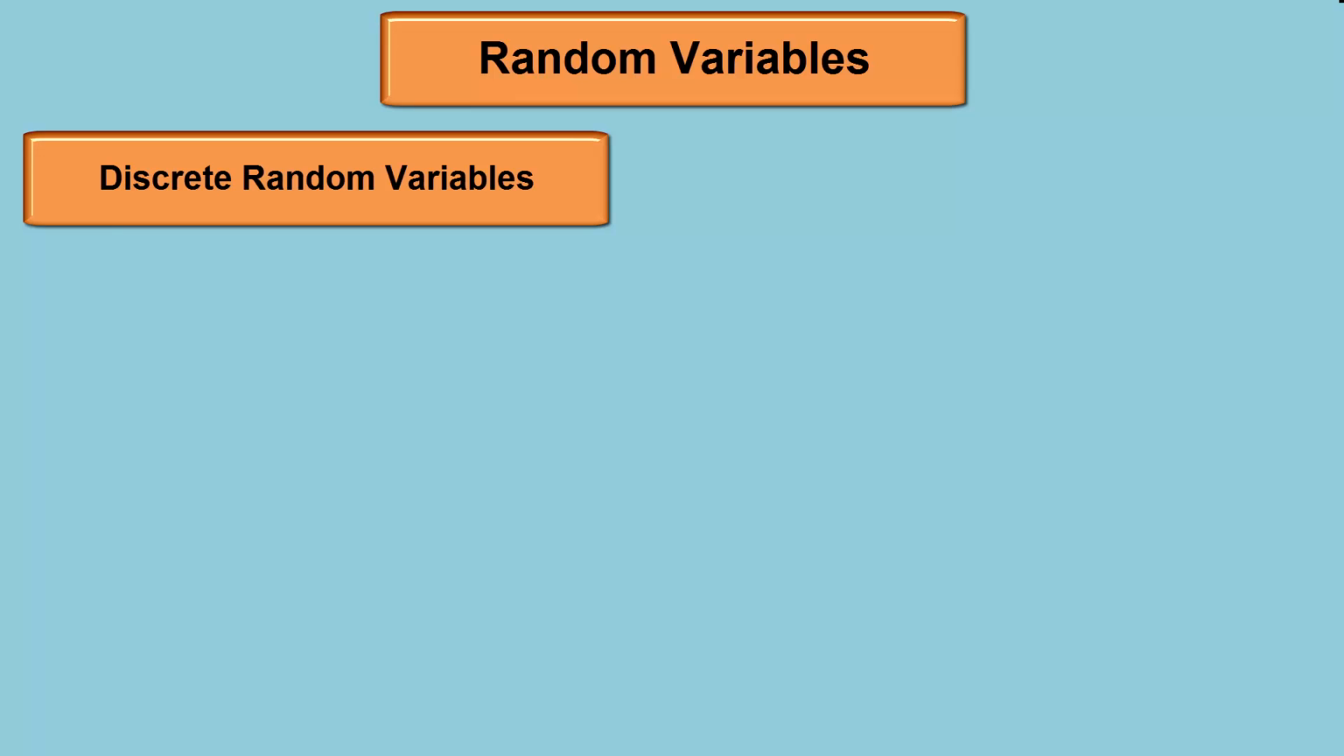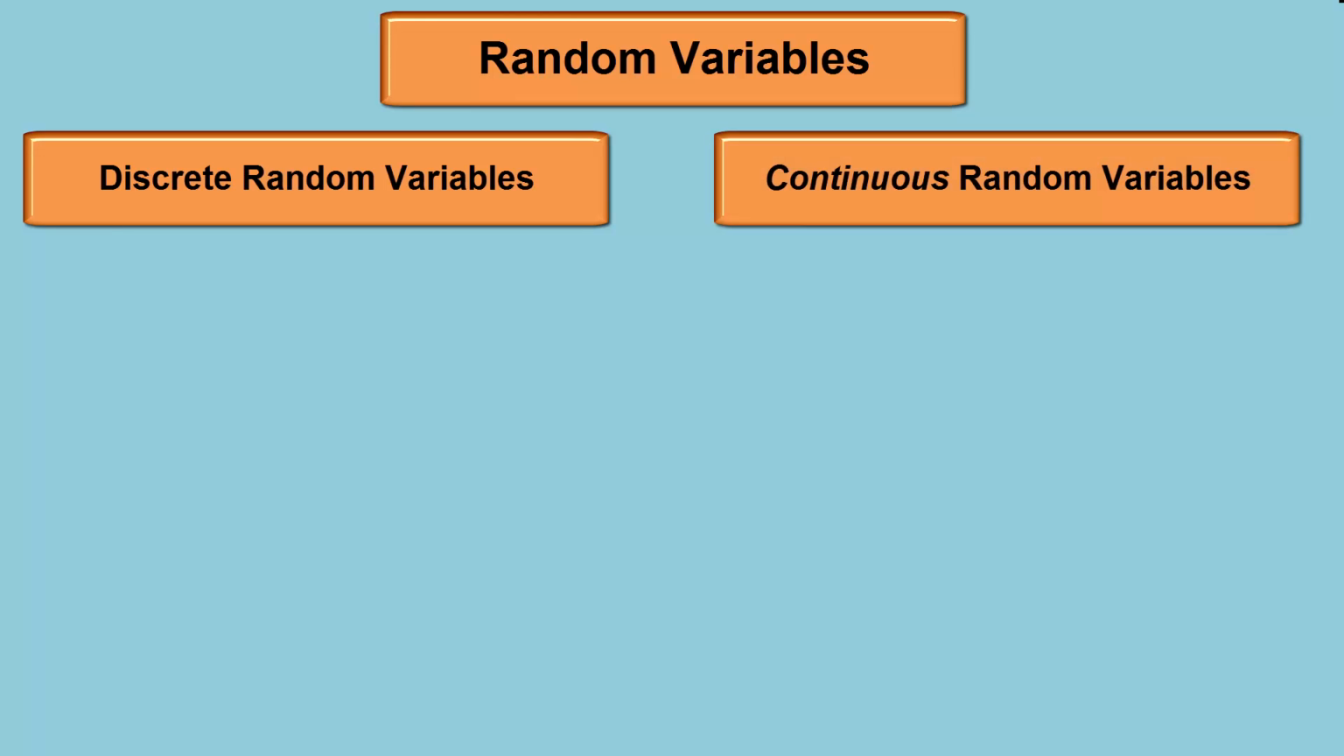Finally, the examples we just discussed are discrete random variables. There are a finite number of outcomes, but there are continuous random variables as well. The most famous type are normal distributions.